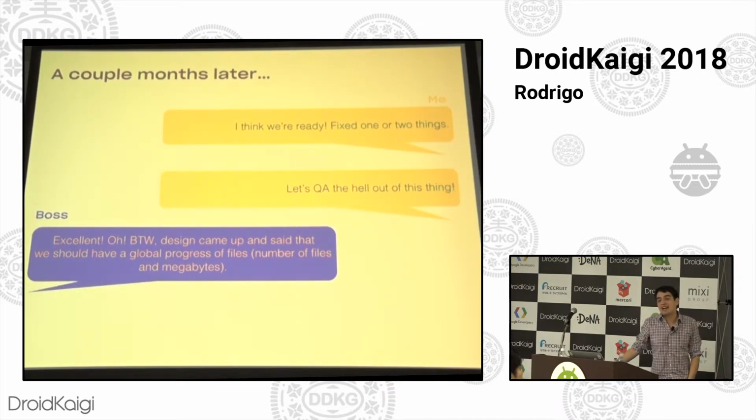Oh, by the way, design came up with and said that we should have a global progress of files and number of files in megabytes that have been downloaded. And that's me: why? Why is it so hard? It's one of those things where they say about computer scientists that identifying a tree is fairly easy, but identifying all trees in a park is super hard. Just adding one more restriction or one more functionality to a system is very hard.